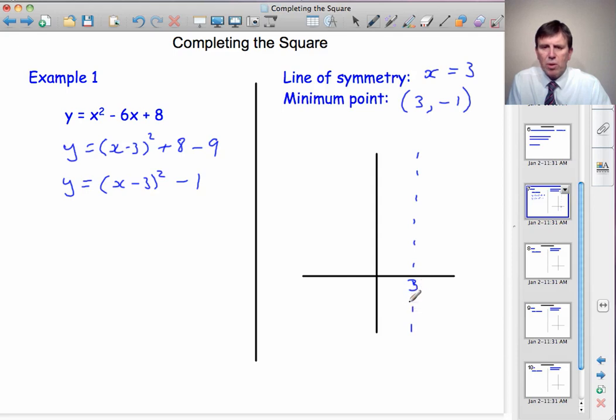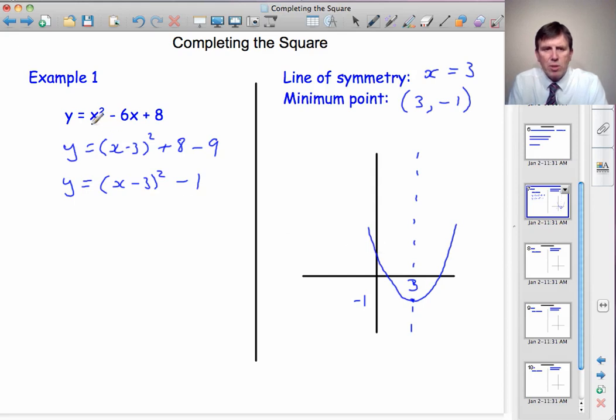And the minimum point occurs when y is minus 1. So the graph looks like this. Now it's not to scale, but the general shape is correct. And on an exam question, when you sketch the graph, they're interested in the coordinates of this minimum point, 3, minus 1. They're also interested in where it cuts the y-axis.